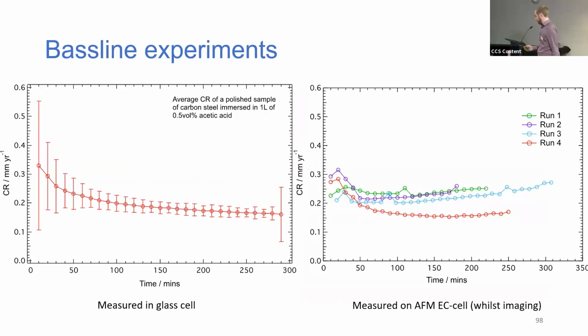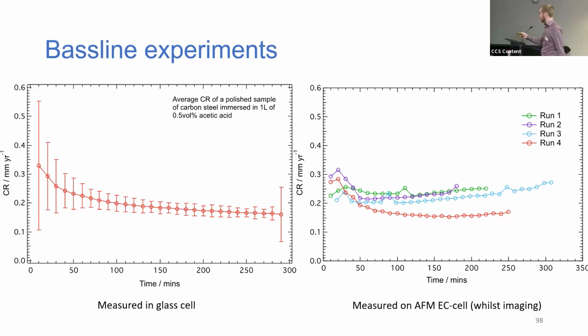The graph on the left shows the average corrosion rate over 3 runs in the 1 litre of solution, so the larger volume cell. The graph on the right shows the corrosion rate in the EC cell of the AFM. In both cases, it seems to stabilise at around 0.2 millimetres per year. So we believe, at least at these timescales, that the corrosion kinetics are roughly the same. So these are comparable systems, at least at these timescales.